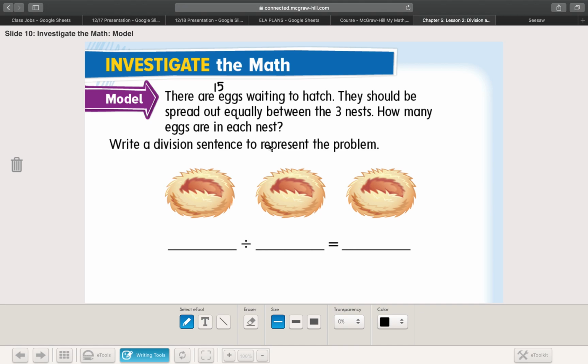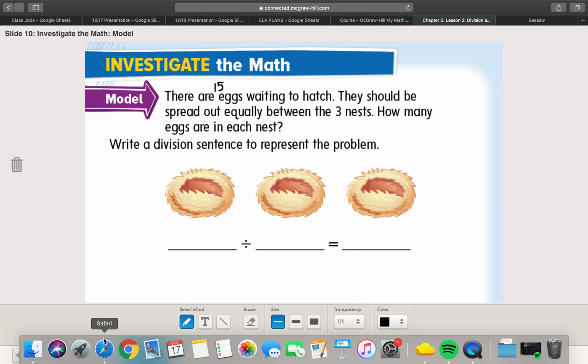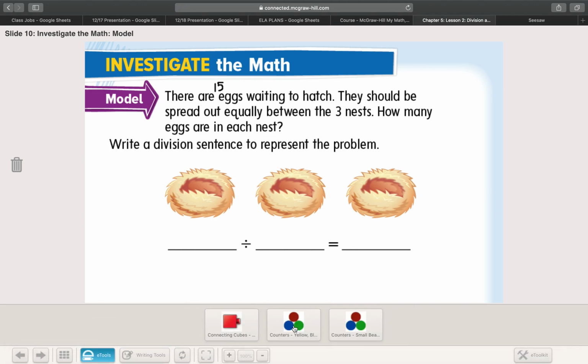We want them spread equally between the 3 nests. That way there's not one nest that's too crowded and then another nest over here that's just empty. So we want the 15 eggs spread equally between the 3 nests so that everyone has the same amount of space. How would we do that? We could represent it with counters, couldn't we?